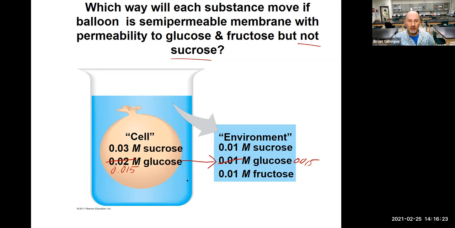Now, what about fructose? Well, there's only fructose in the outside environment. There's none in the cell. So that concentration gradient is going to have fructose diffuse into the cell. But then again, how long will that happen? Well, until we hit equilibrium. And so we begin to lose fructose outside and add it to the inside. We will also get a little bit of a change here.